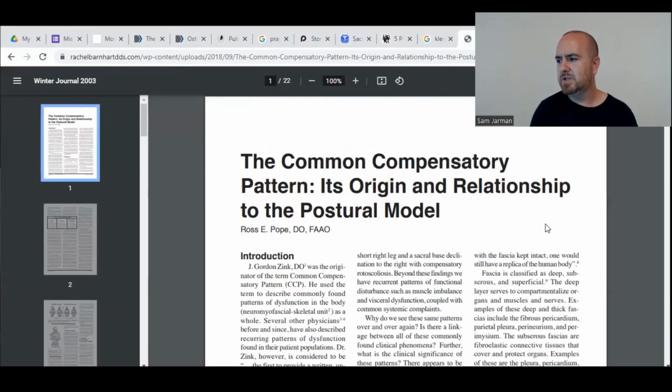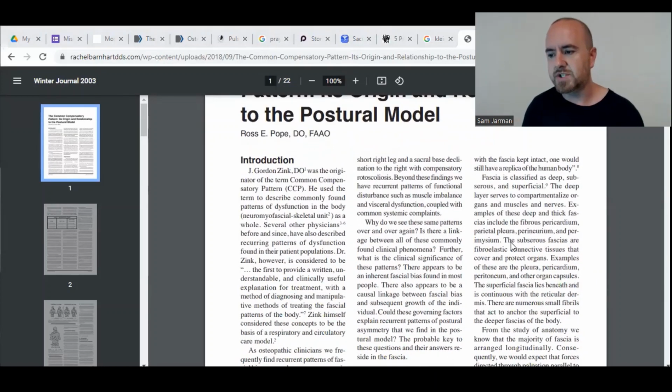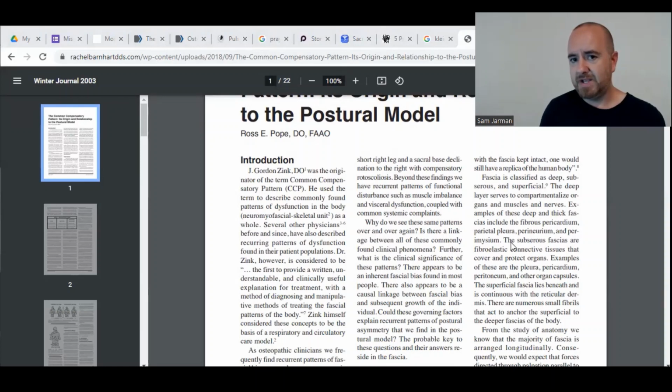If we speak to something more classically within the osteopathic realm, the common compensatory pattern, its origin and relationship to the postural model. This is Ross E. Pope, D-O-F-A-A-O, speaking about Dr. J. Gordon Zink. So just very basic grounding, which is visible here. J. Gordon Zink, D.O., was the originator of the term common compensatory pattern, CCP.